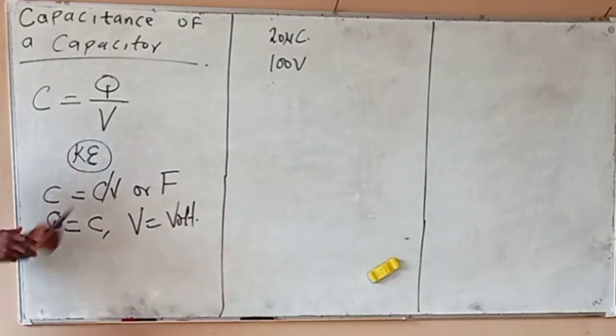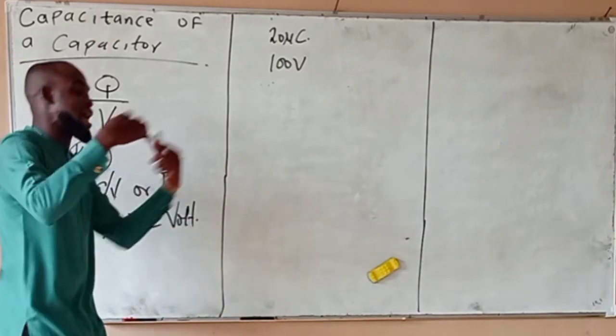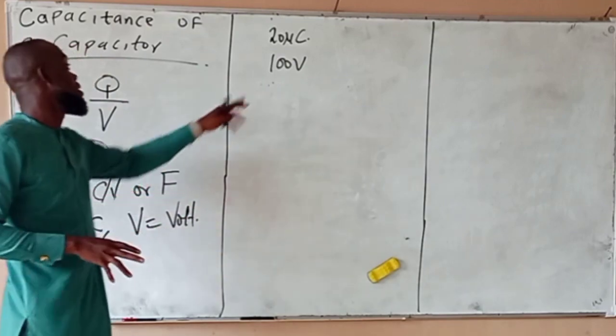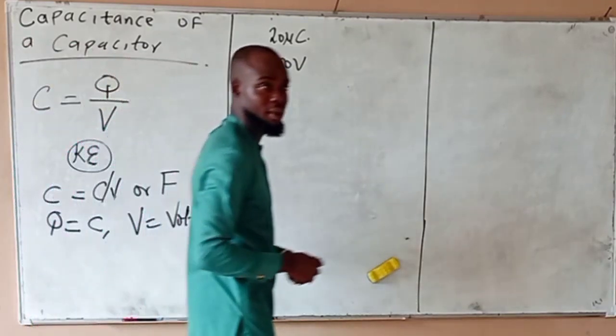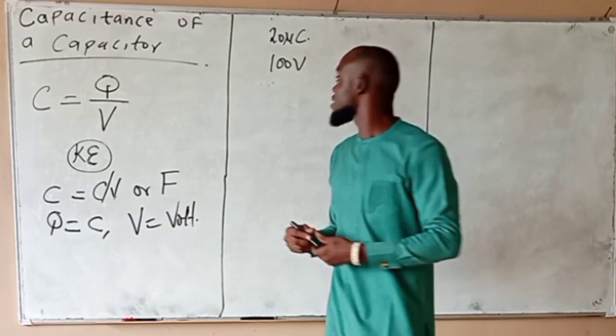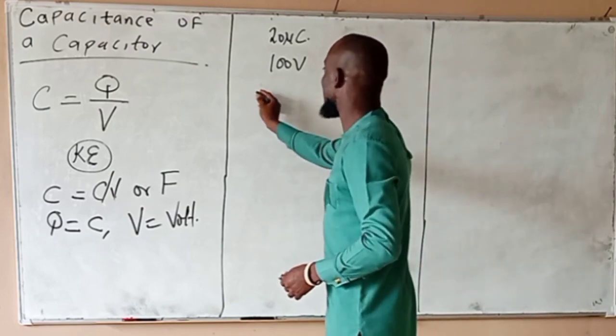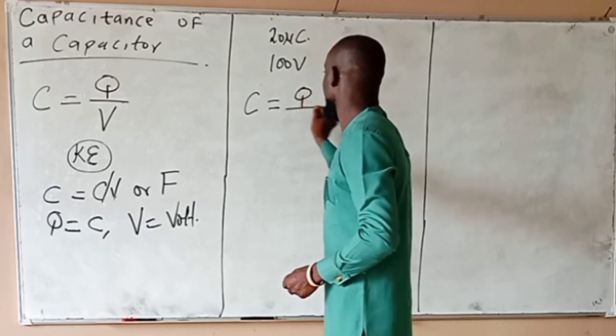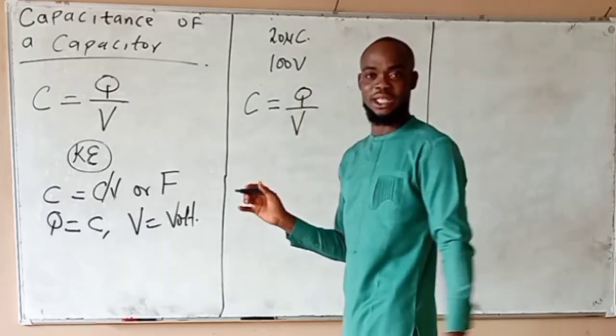A voltage of 100 volts. You can also say the potential difference across this capacitor is 100 volts. Let's have it that way. So what would be the capacitance of that capacitor? We said the capacitance of a capacitor is generally defined as charge over what? Voltage, or potential difference.